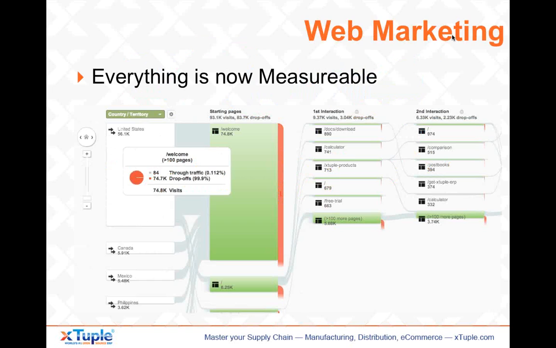Web marketing is a little bit different than traditional standard forms of marketing. The web itself offers a lot of tools that standard marketers didn't have 10 or 15 years ago. In the web marketing world, the biggest change is the fact that everything is now measurable.